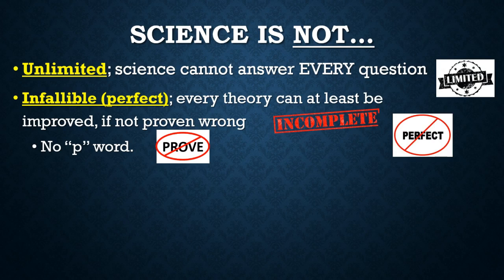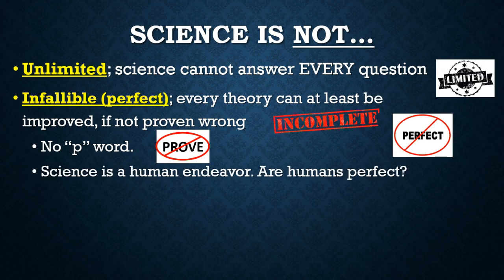But we don't prove anything, because if I ever know anything for sure, if I ever reach a level in my knowledge that cannot be changed, then at that instance, science has ceased to exist. So it's important that we understand that science isn't perfect. We don't prove anything in science.